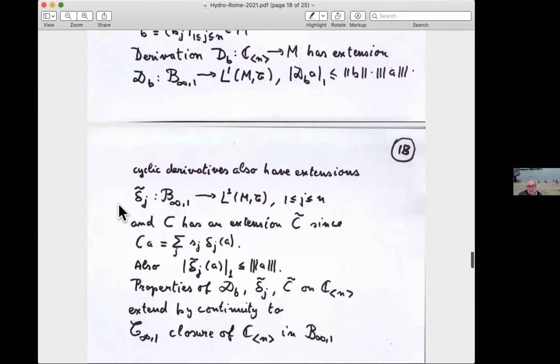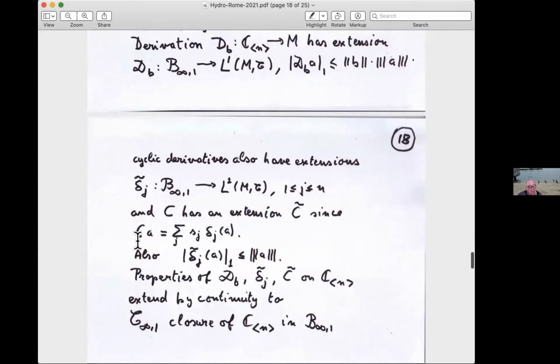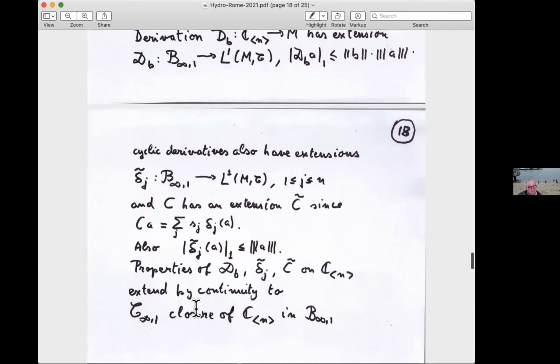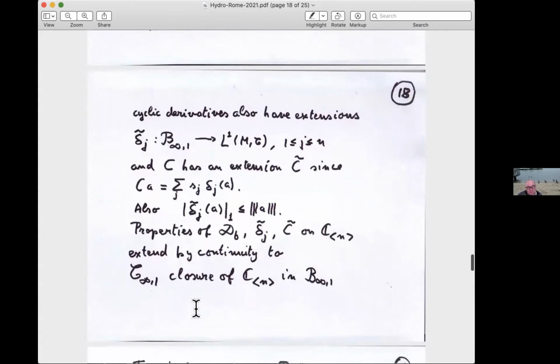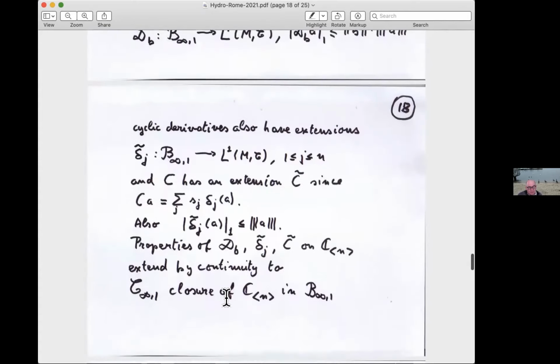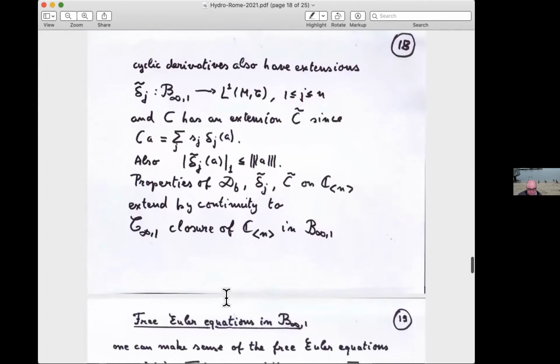And also the cyclic derivatives extend with values in L1. So one gets unbounded operators; one gets out of the von Neumann algebra. These are the affiliated operators of the von Neumann algebra. Also, the cyclization map, C, works nicely because it has, again, its L1 norm, L1 of M, tau. And the properties of DB, all these maps extend by continuity.